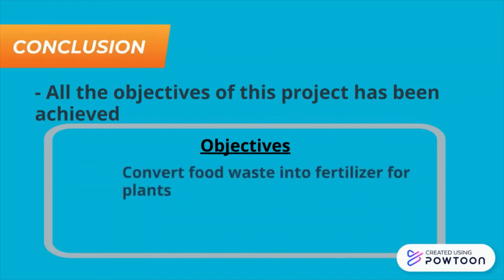The second objective that has been achieved is to convert food waste into fertilizer for plants. After undergoing the food decomposition process, the food waste can now be used as fertilizer, which promotes plant growth.